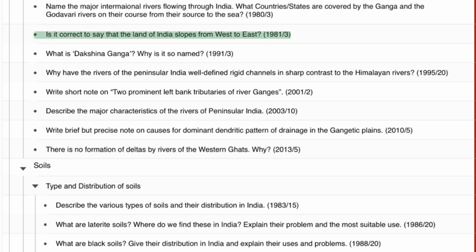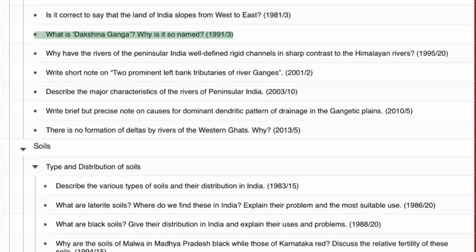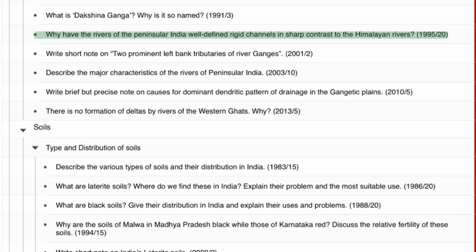Is it correct to say that the land of India slopes from west to east? 1981, 3 marks. What is Dakshina Ganga? Why is it so named? 1991, 3 marks. Why have the rivers of the peninsular India well-defined rigid channels in sharp contrast to the Himalayan rivers?